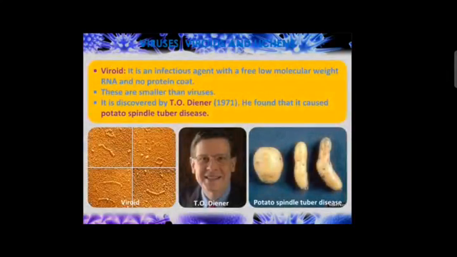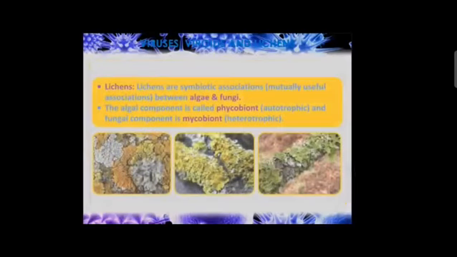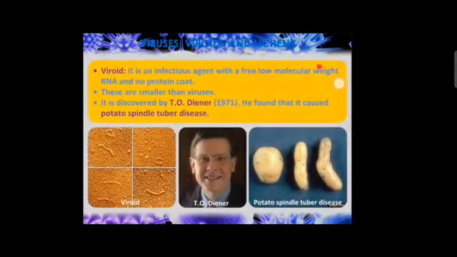Then the viroids. Viroids, the next topic you are studying, are infectious agents with a free low molecular weight RNA and no protein coat. The main difference is the molecular weight: whatever the RNA genetic material is there, it is of very low molecular weight. This is the one difference between the virus and viroids, the low molecular weight of the RNA. Then no protein coat.